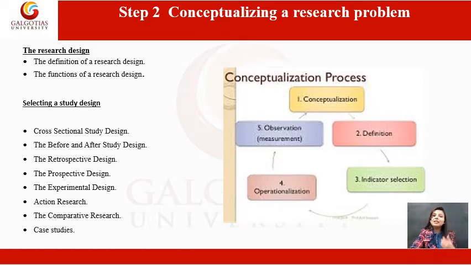So basically there are 4 purposes of research that include exploration, description, explanation, and application. One purpose of research is exploration, in order to know more about a topic that has little information in general. So this is the research design. Selecting a research design: a cross-sectional study design, the before and after study design, the retrospective design.